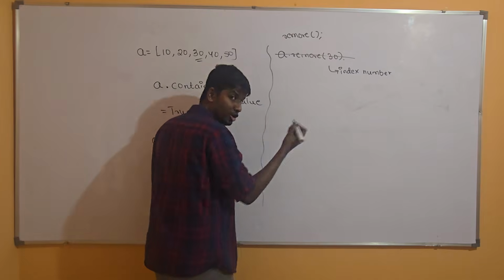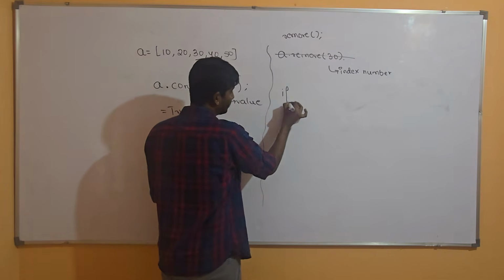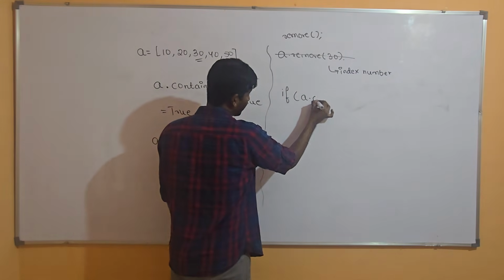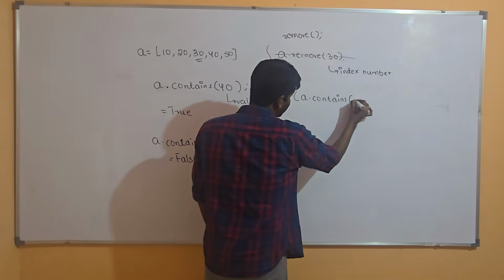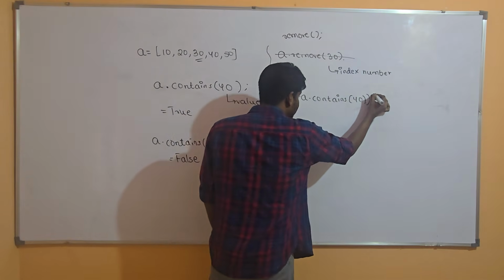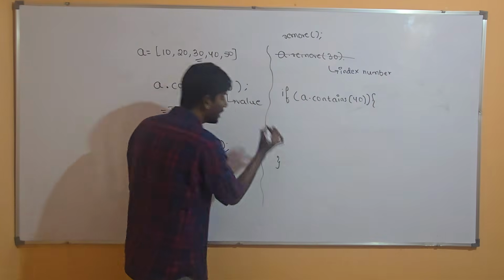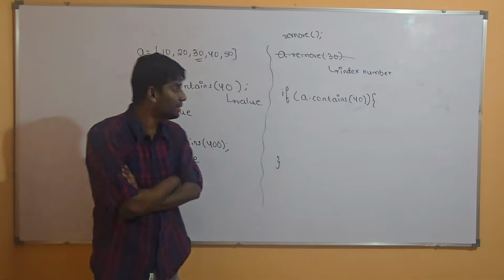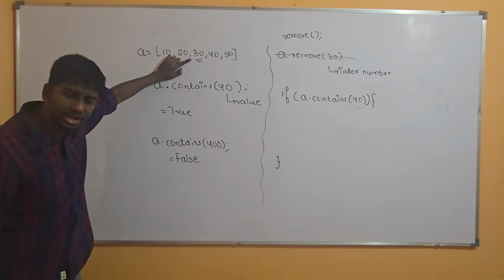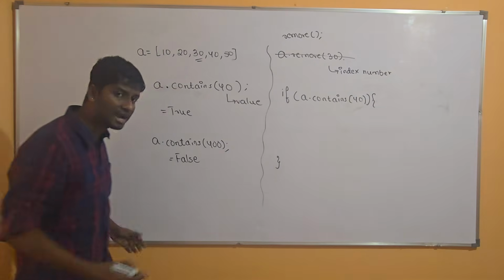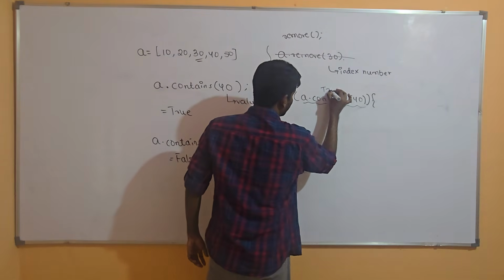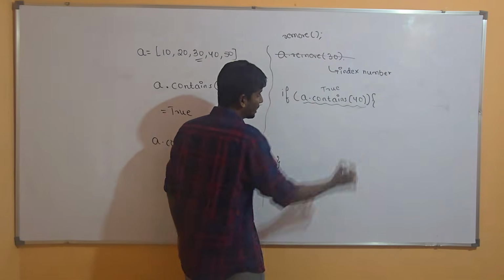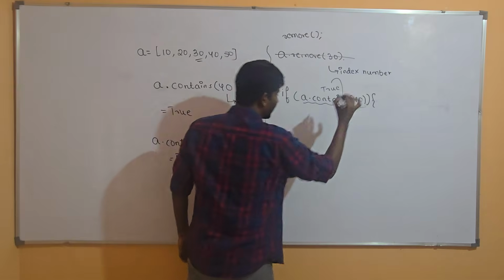That can be done using simple if A dot contains. Focus on this very carefully. If A dot contains 40. Now what is the condition I am giving? If A dot contains 40. Now tell me guys, does my A contain 40 or not? Yes, my A contains 40, so this entire condition becomes true. Since this condition becomes true, I will enter the if block.